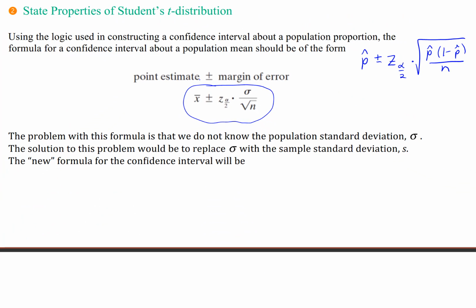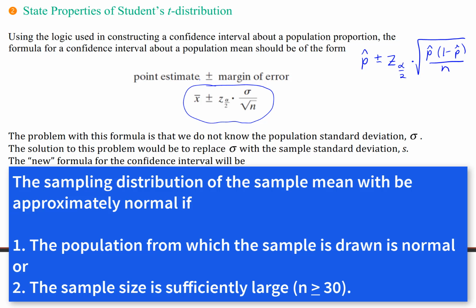Remember, when is x bar approximately normal? There are two circumstances under which x bar will be approximately normal. Right, so x bar will be normal if the population itself is normal, or if the sample size is greater than 10. If you have a large sample size, then the distribution of x bar will also be approximately normal.